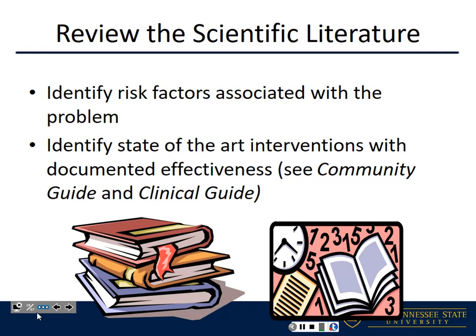So there are two main purposes for reviewing the scientific literature. First, identifying the risk factors influencing your health problem, and second, identifying evidence-based interventions that have been proven effective in addressing your health problem in other communities or with similar populations.